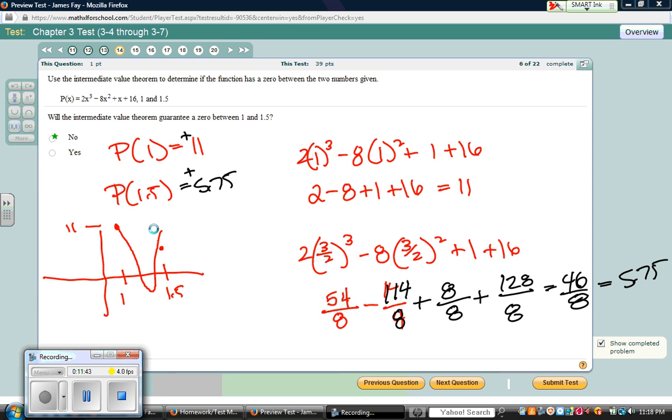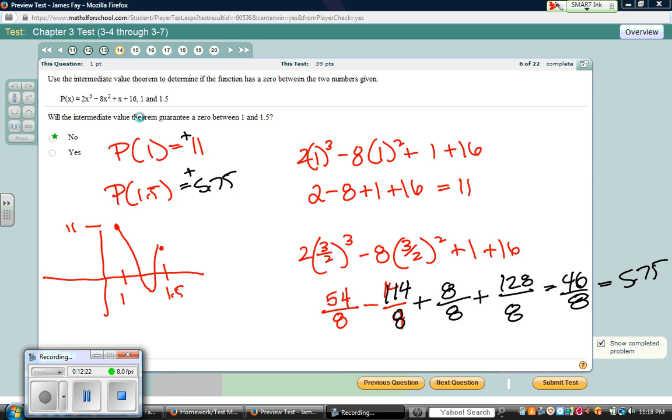It doesn't do something like that. Okay. I could have P of 1 being 11, P of 1.5 being 5.75, but still cross the x-axis between those two. Okay. So just because I don't see a sign change doesn't mean the intermediate value theorem doesn't provide me a 0. The only thing that the intermediate value theorem says is that if the signs are different, then you cross the x-axis. But if the signs are the same, you don't know whether you cross the x-axis or you don't cross the x-axis. Okay?